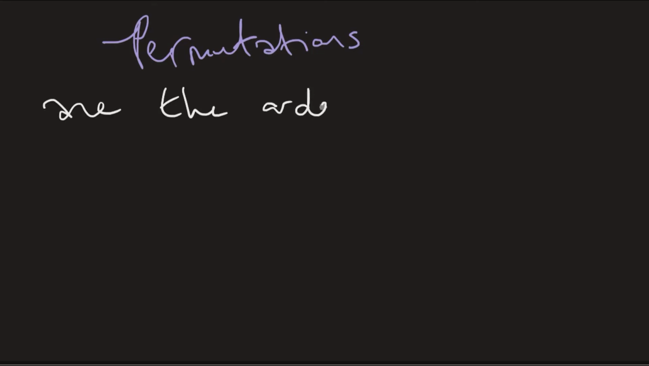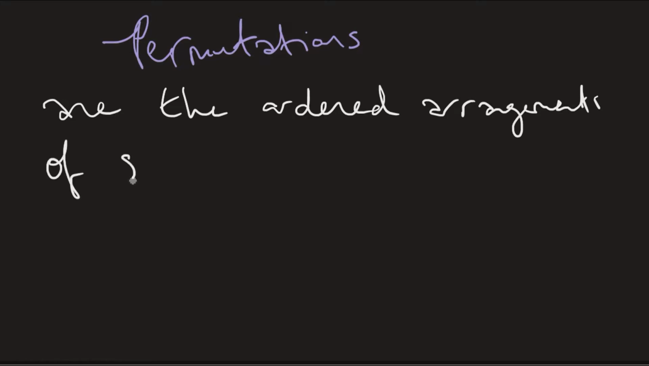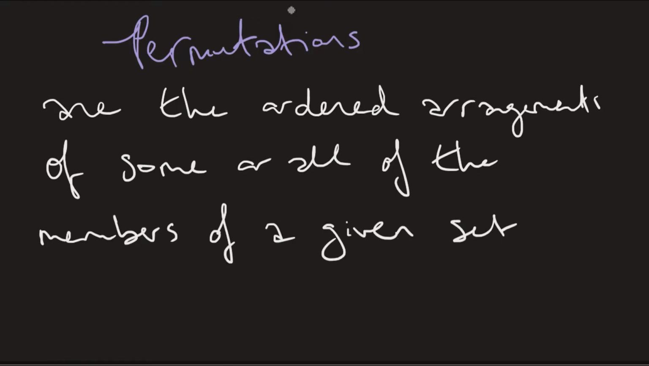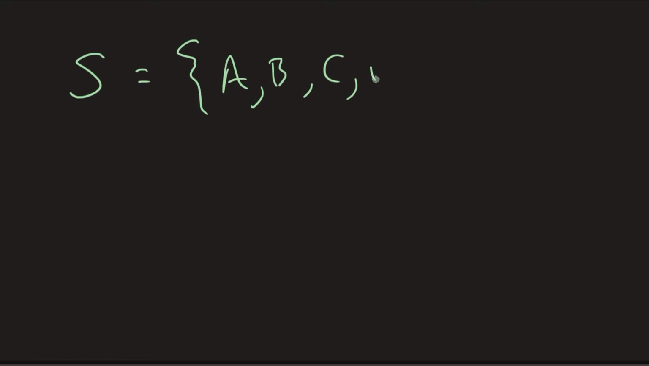Permutations are the ordered arrangements of some or all of the members of a given set. And this word arrangements is important. So let's say we have a set S and the members are the letters A, B, C, and D.